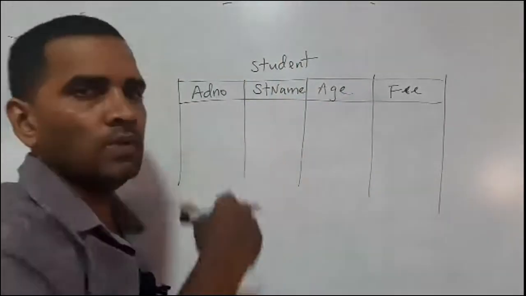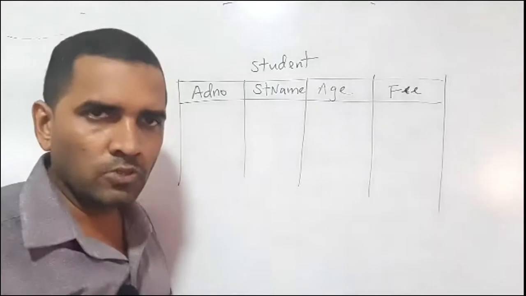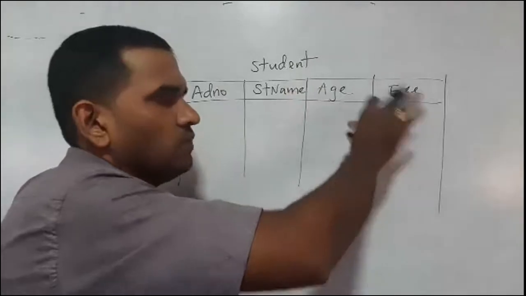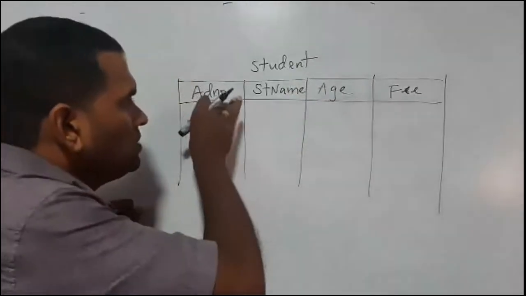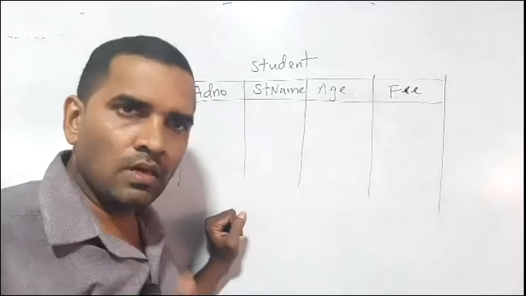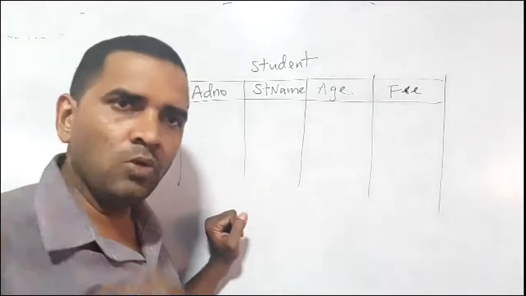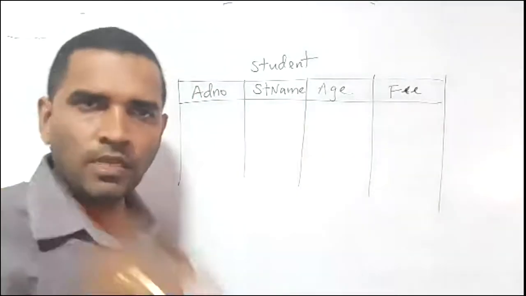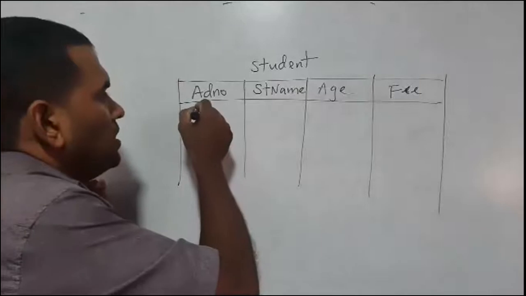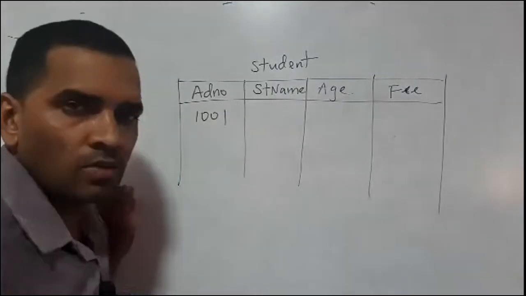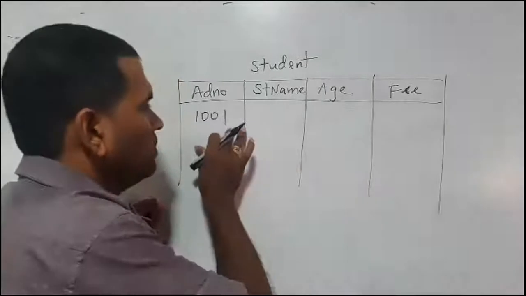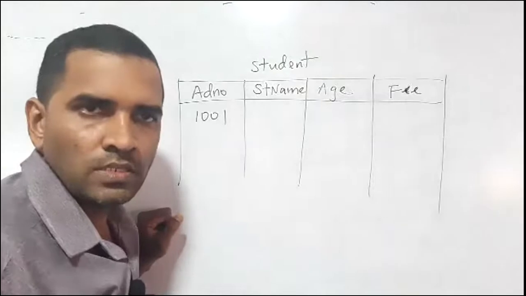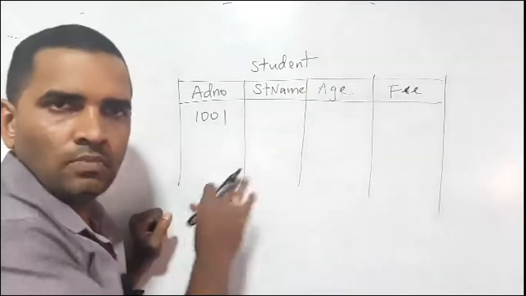Okay, this is my table. I need a small table for student having 4 fields, right? Admission number, student name, age, fee. Since it's an admission number, I need data in numerical form, right? So I need the data in number format. Let me add a sample record, 1001. Definitely I want numerical data for admission number. No characters involved, no symbols involved, only numbers, right?